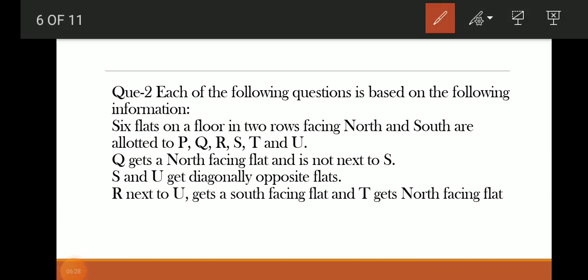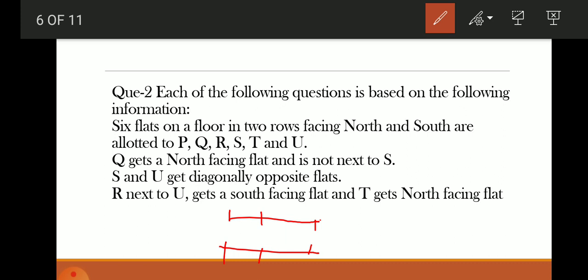For that I will draw two horizontal lines. Suppose these are 3 flats which are facing towards south, and these 3 flats are facing towards north. These are facing opposite to each other. So in these flats we need to mark the points P, Q, R, S, T, U.